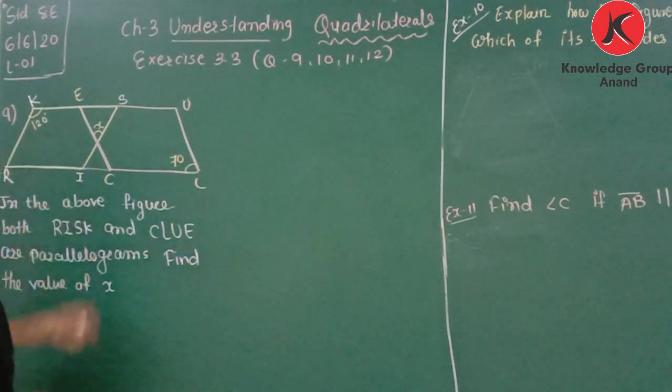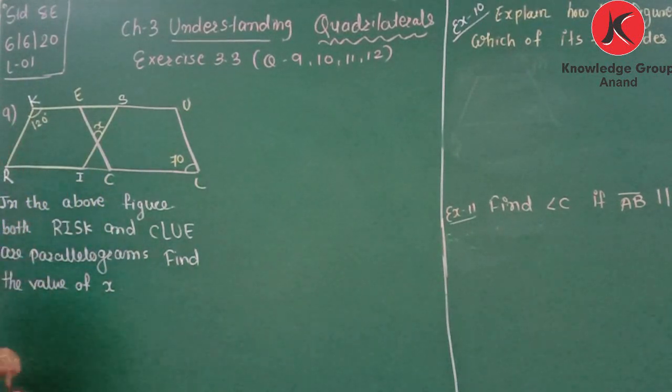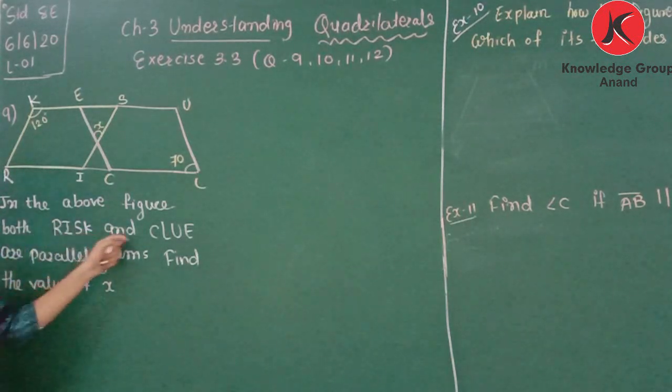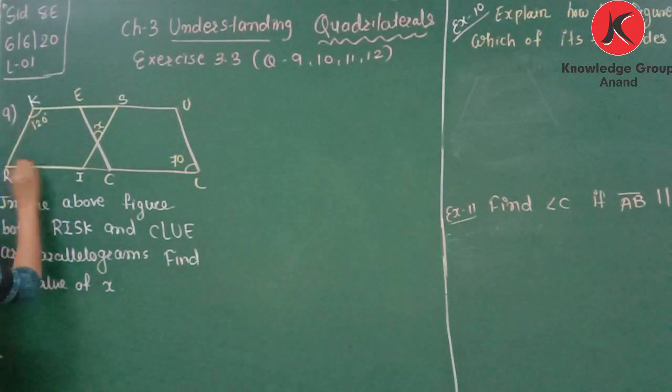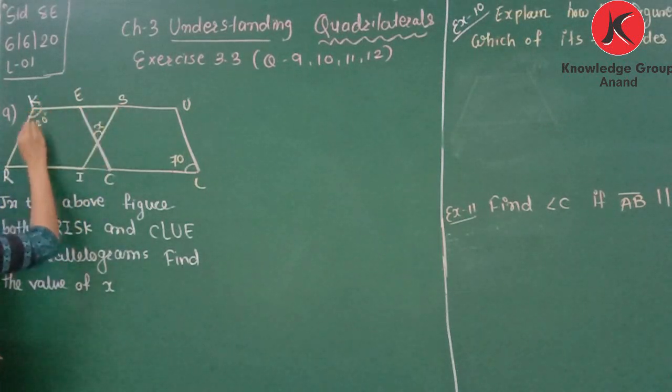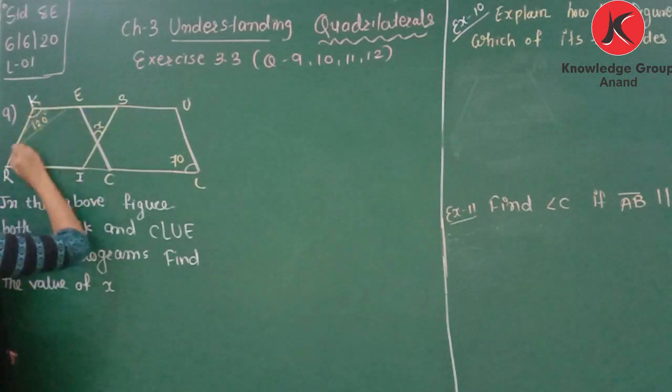So here a figure is given. The statement is written: in the above figure both RISK and CLUE are parallelograms. Find the value of the unknown x. So here RISK, this part, is the parallelogram.